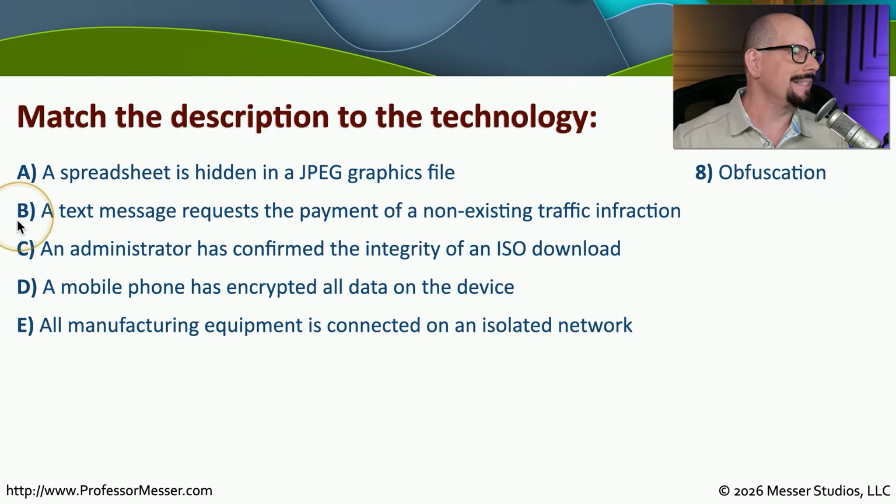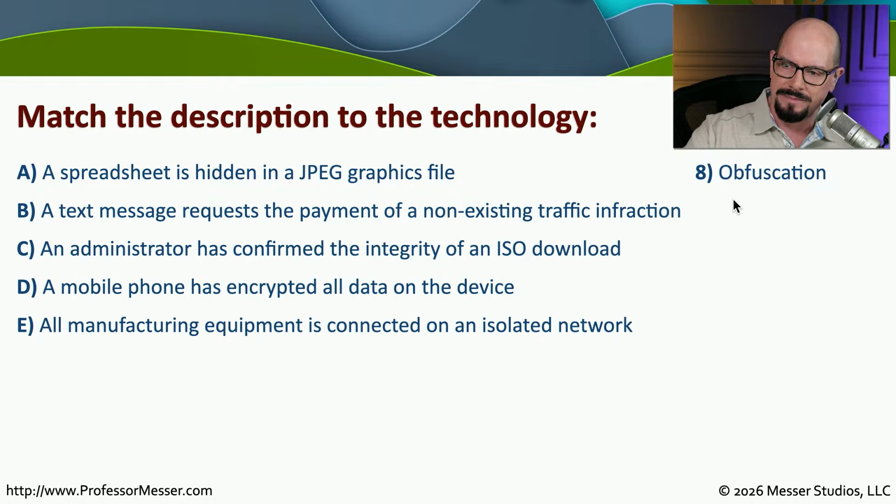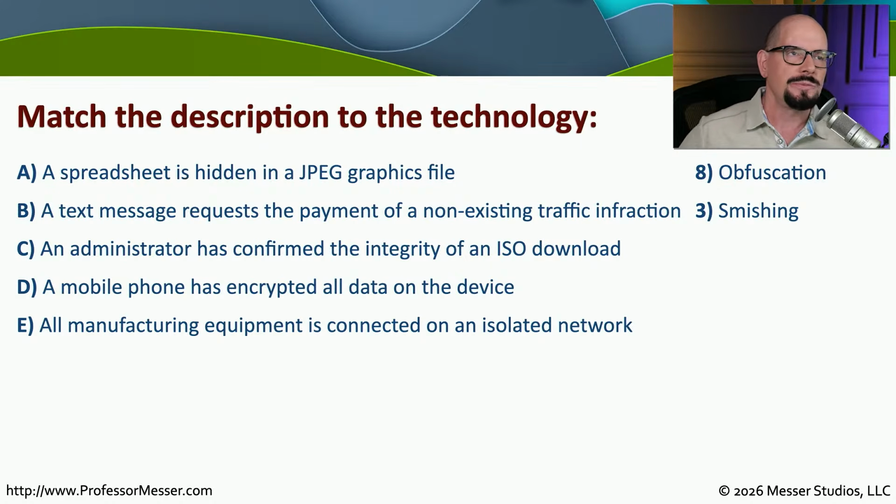Next on the list is a text message requests the payment of a non-existing traffic infraction. If you haven't gotten these text messages before, you will. They seem to be everywhere. So it will tell you that you have a traffic infraction, you went through a toll, you didn't pay the toll, and you have to pay it right now online by clicking this button and giving us money. In reality, of course, there was no traffic infraction. It is not the government coming after you. It's some third party trying to take money out of your pocket, which means that this would be smishing.